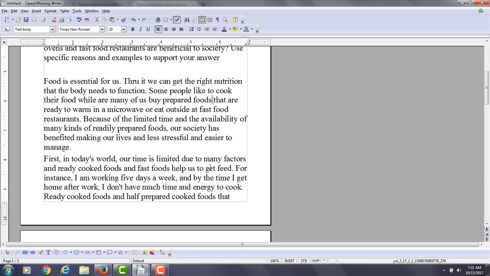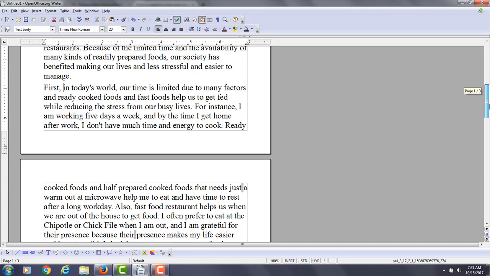So it helps us to get fed, you might say, while reducing the stress from our busy lives. If you say that, now the topic sentence ties back to what you're trying to argue. So we're trying to create a very coherently organized purpose. And your development, by the way, is very, very strong. I like how you develop your ideas.